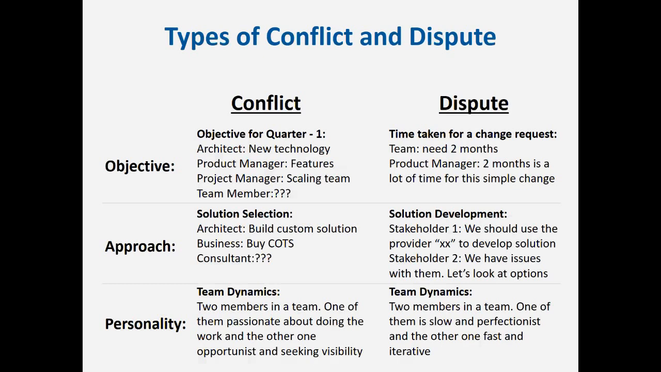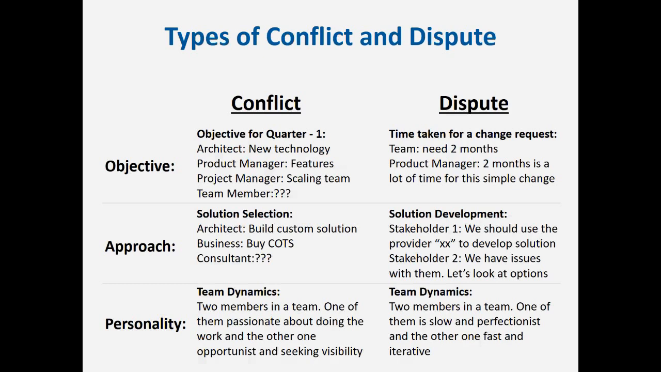Approach is, well, we agree with what needs to be achieved, but we do not agree with the steps that need to be taken for an activity to be completed. An example is the architect says we should build a custom solution. The business says we should buy a product and deploy it, like a COTS, commercial off-the-shelf product. Now the consultant, which side? How should the delivery team go ahead with the implementation? This is a case of conflict. They have two different approaches.